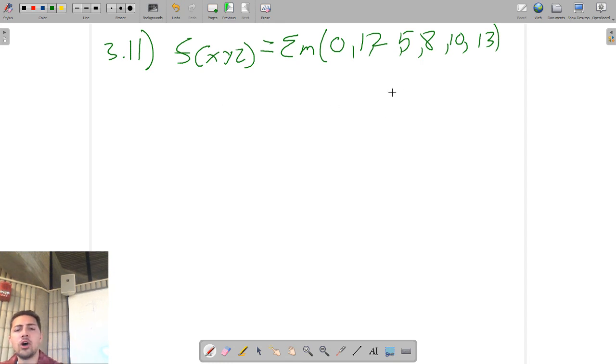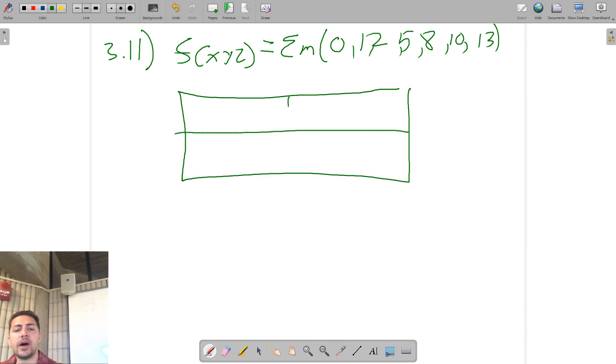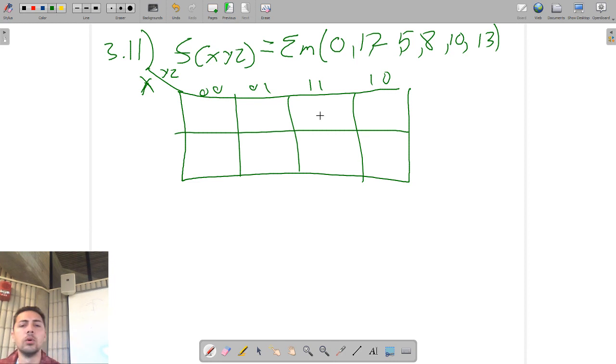Okay, so we're looking for a K-map. We know that it's going to be 2 by 4 because we only have 3 variables. We label it x, y, z, 0, 0, 0, 1, 1, 1, 1, 0. Wait a minute. What? Yeah, that's where I got confused.